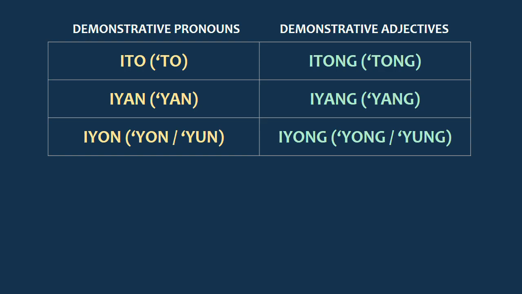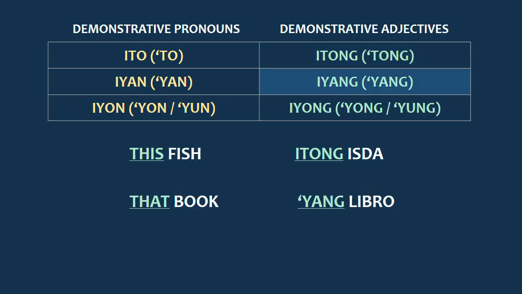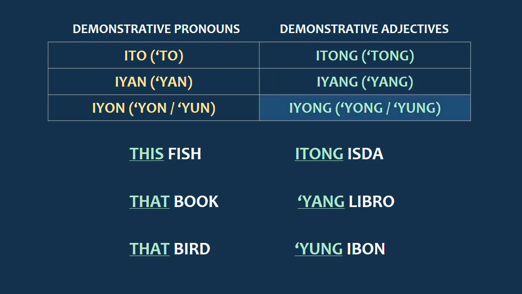So, when do you know when to use demonstrative adjectives? So demonstrative adjectives identify something or someone. Therefore, it's gonna be followed by a noun. Let me give you some examples. This fish, itong isda. That book, yang libro. That bird, yung ibon. So as you can see, a noun is right after the demonstrative adjective.